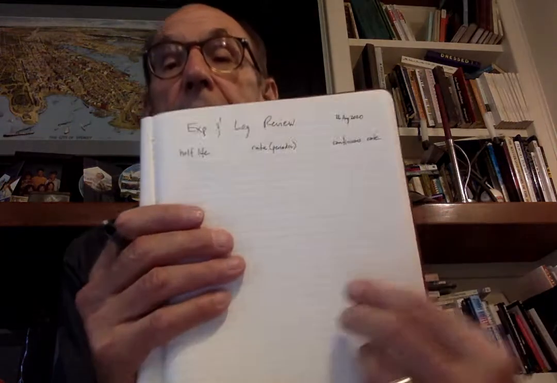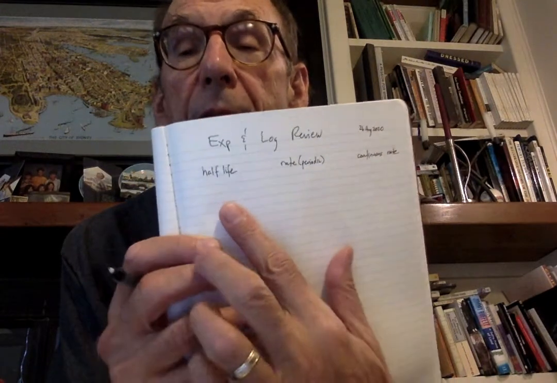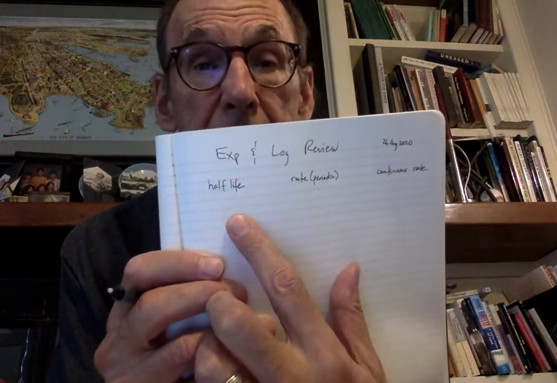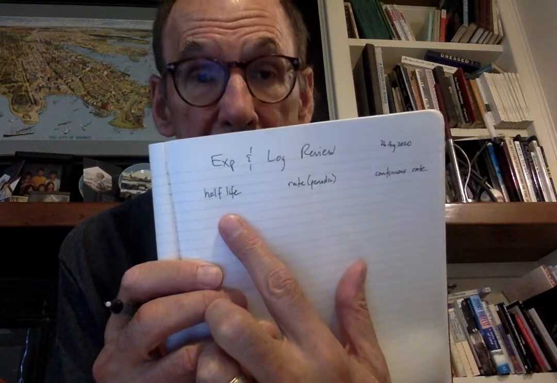These come up in three ways, and so one is the half-life, and one is the rate, and that's a periodic rate, and one is continuous rate. And so these all have their uses. The situation is this: half-life. Half-life is a time, and that's what's in the handbooks.